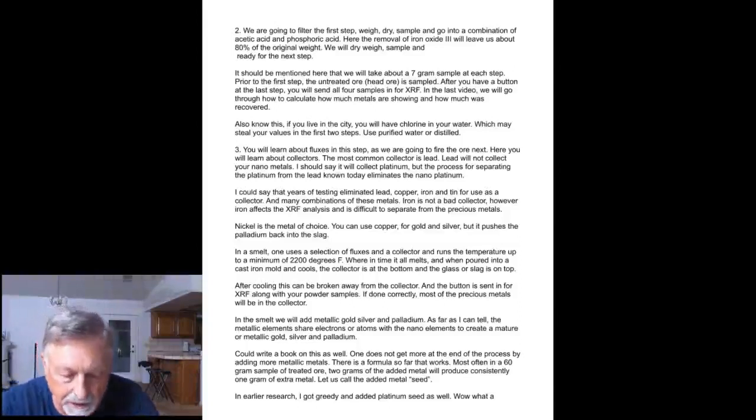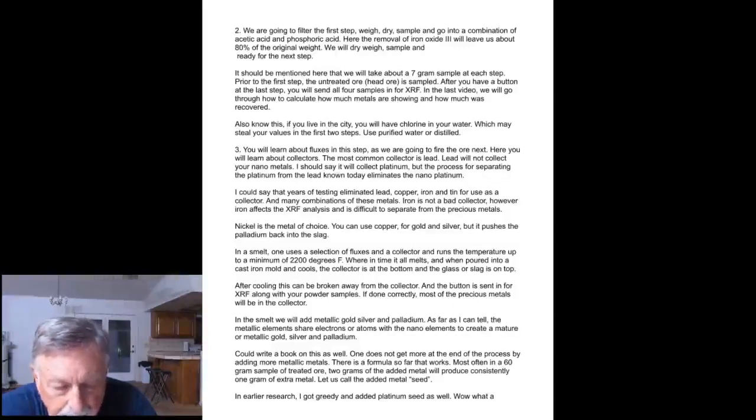I could say that years of testing eliminated lead, copper, iron, and tin for use as a collector, and many combinations of these metals. Iron is not a bad collector. However, iron affects the XRF analysis and is difficult to separate from the precious metals. Nickel is the metal of choice. You can use copper for gold and silver, but it pushes the palladium back into the slag.